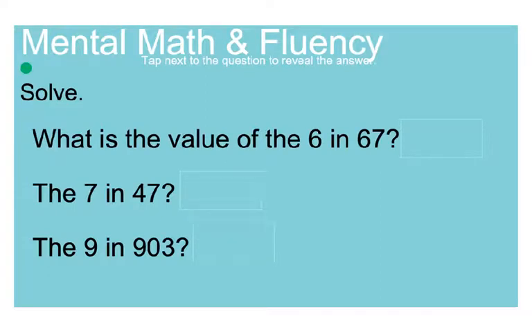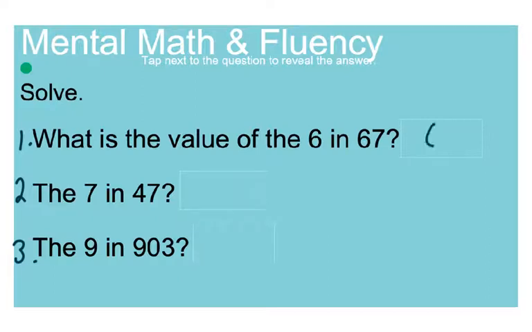So on your whiteboard, just number 1, 2, and 3. Do not write any of the questions. Number 1, 2, and 3. And you are going to write answers only. What is the value of the 6 in 67? The 7 in 47? The 9 in 903. Go ahead and pause the video and answer.